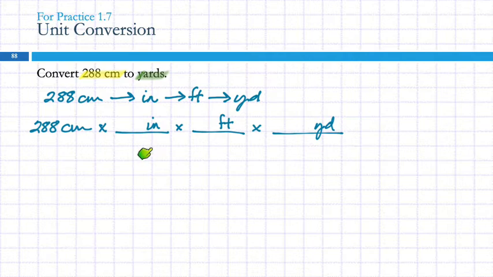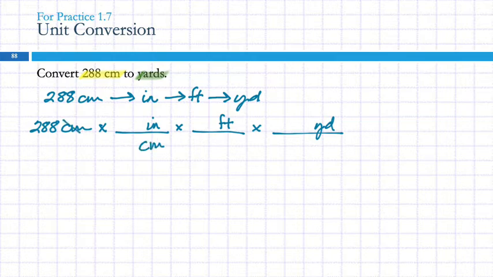Now we need to figure out what unit goes in the bottom. It's the previous unit. I want centimeters to go away. So I want to divide by centimeters so it'll cancel out. So here I'm going to divide by centimeters.